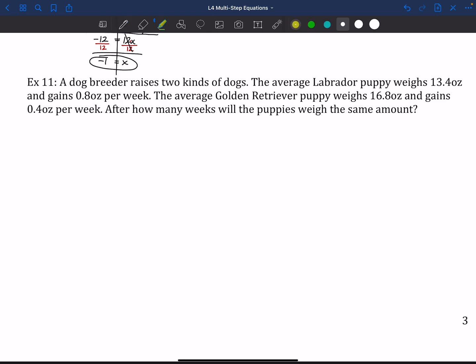So what I like to do for word problems is we just read it through. I'm going to read it through again, but this time I'm going to grab important bits of information. So a dog breeder raises two kinds of dogs. The average Labrador puppy weighs 13.4 ounces and gains 0.8 ounces per week. The average Golden Retriever puppy weighs 16.8 ounces and gains 0.4 ounces per week. What we want to figure out is after how many weeks will the puppies weigh the same amount.